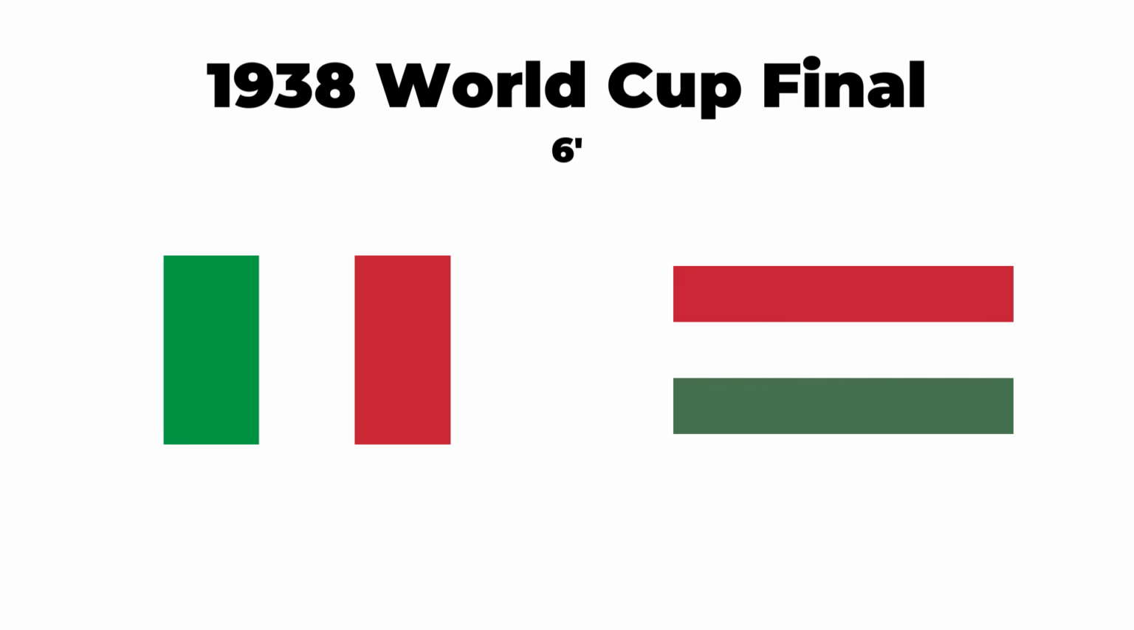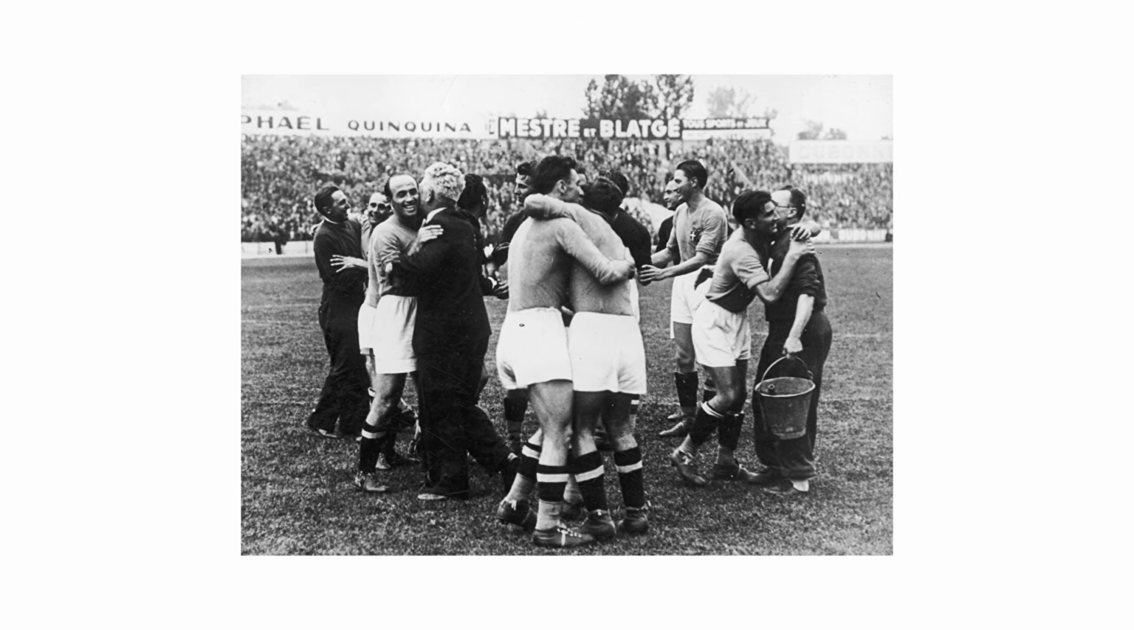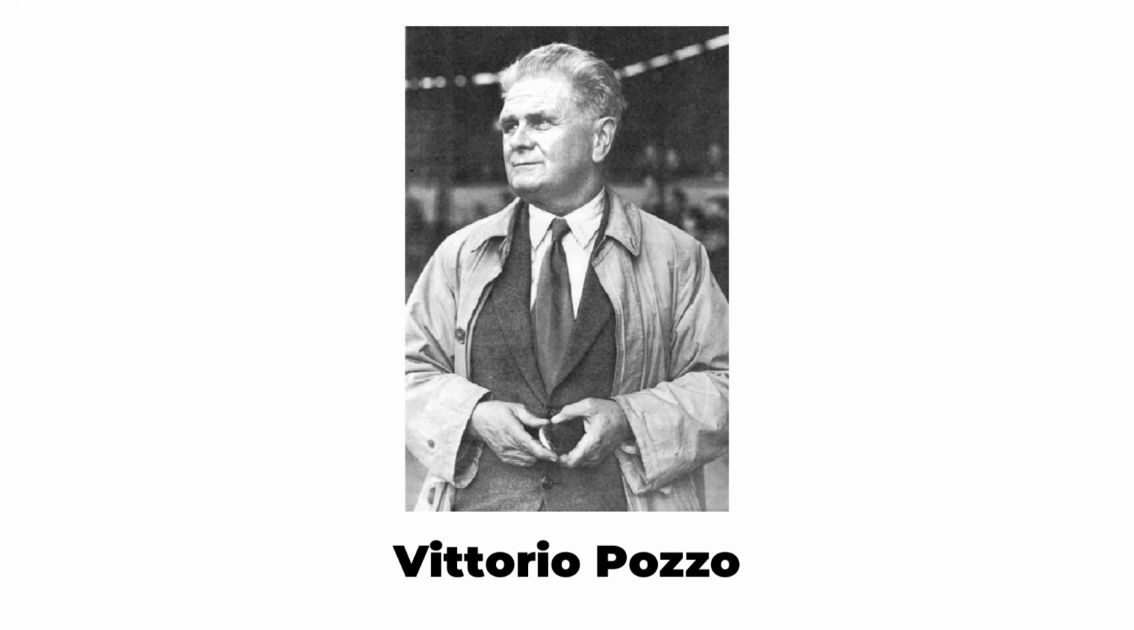In the final itself, Italy took the lead just 6 minutes in. The Hungarians equalized 2 minutes later, but since that moment, Italy dominated. Squadra Azzurra scored 3 more goals, while the Hungarians only added 1. This meant Italy became the first nation ever to defend the World Cup trophy, and they won both of them under the guidance of the coach Vittorio Pozzo.